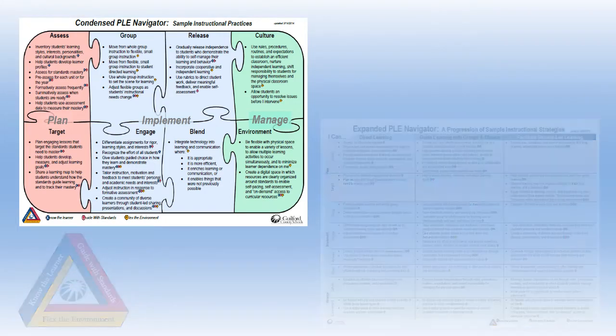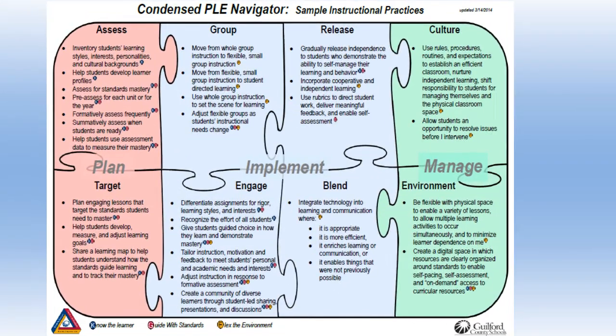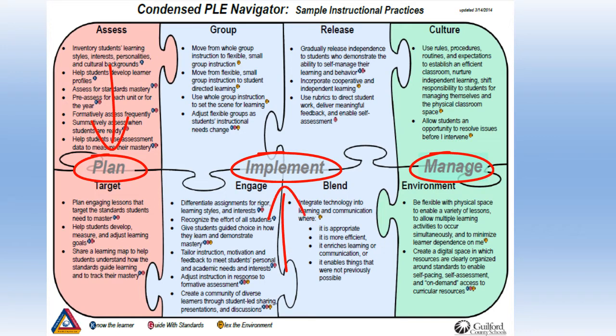So let's begin. As GCS organizes PLE, there are 3 major processes: plan, implement, and manage. First, I need to figure out what I'm going to do. That's plan. Then, I need to do it. That's implement. And all along the way, I need to prepare the people and resources involved in the planning and the doing. That's manage. Now that we have the 3 processes, let's look at the 8 instructional strands.